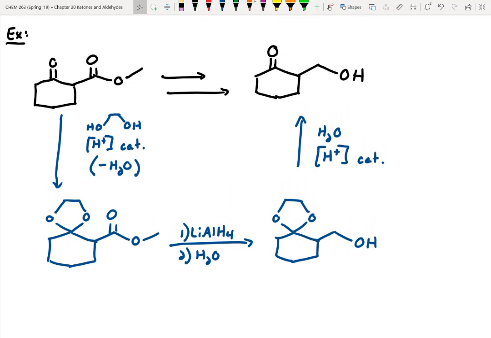So it's a pretty clever way of protecting carbonyls, specifically aldehydes and ketones that you don't want to react, while you're reacting other carbonyl groups like esters or carboxylic acids, things like that. Make sense? So a little bit tricky. All right.